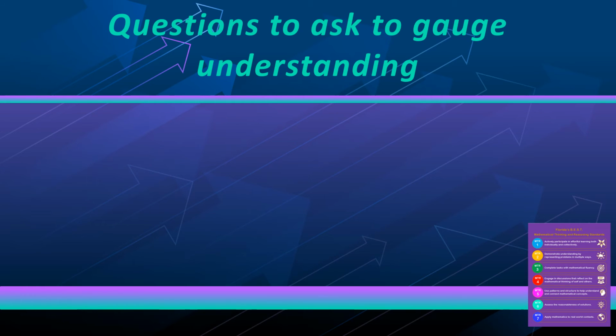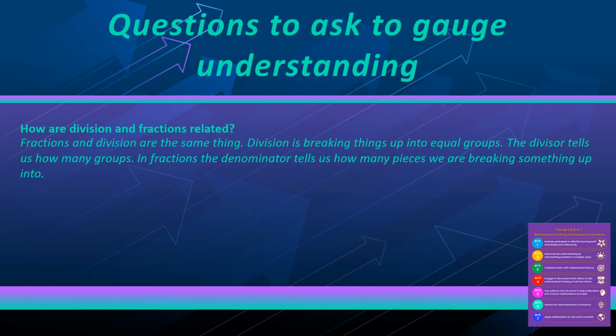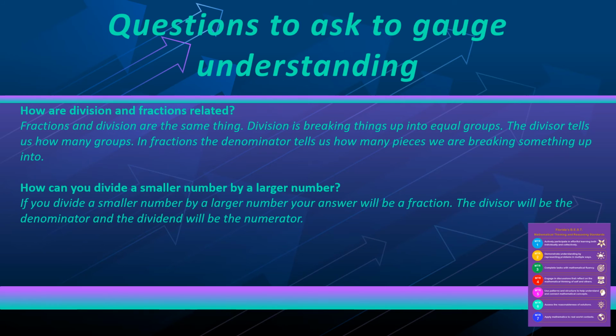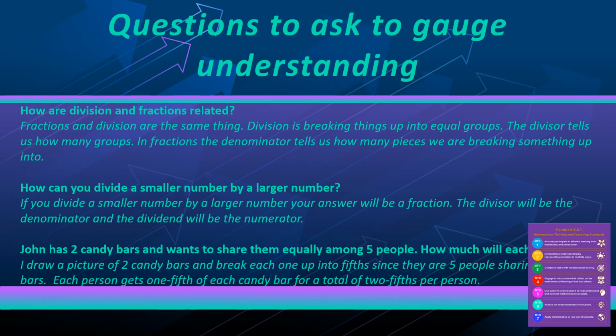Here are some questions that come from Math Smarts that you can use as a teacher or an administrator or even a parent to ask to gauge understanding. For example, how are division and fractions related? If students are truly understanding this idea that a fraction is the same thing as a division problem, they will be able to answer these questions. It is also important to have students think about what they're noticing as they work through these problems, because it is different than what they're used to from previous grades where they're always dividing a larger number by a smaller number, and of course focusing on those real-world scenarios.